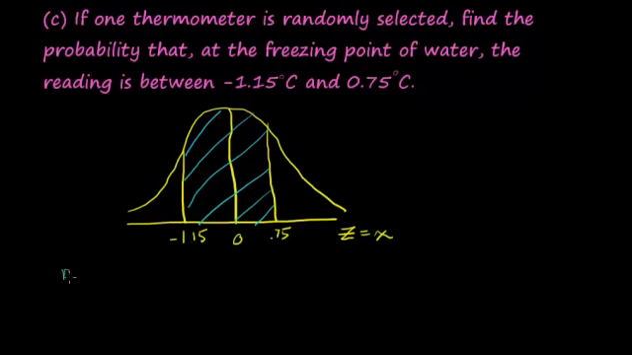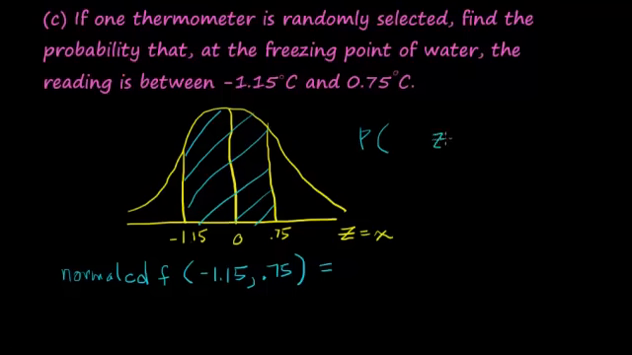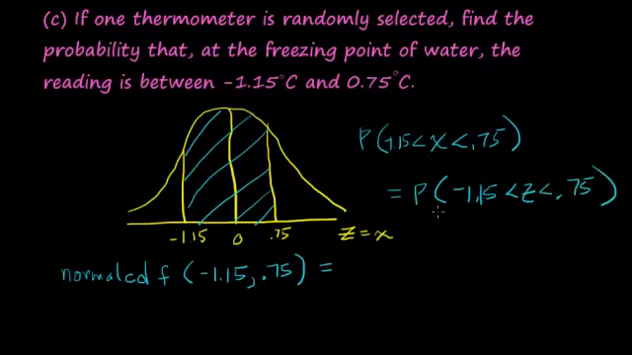Okay, so again we'll use the normal cumulative density function, put in our lowest value, negative 1.15, our highest value, 0.75. You have to have these in order. Okay, and this is going to give us the probability that x lies between negative 1.15 and 0.75. Well, that's the same thing as saying the probability that z is in that range. And this is how we find it, with our low to our high.